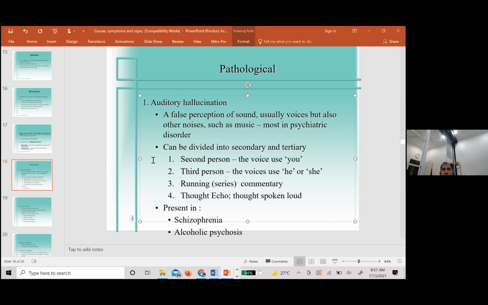Okay, in the effort to clarify whether this is auditory hallucination or not, you should ask a few questions to the patient. Okay, faham tak? What is it? Number one, okay, soalan to be very much practical.